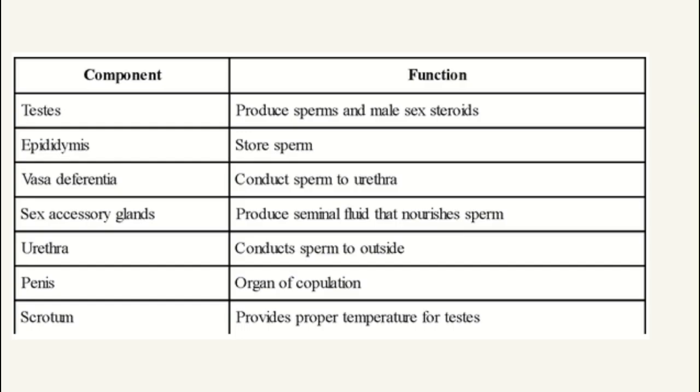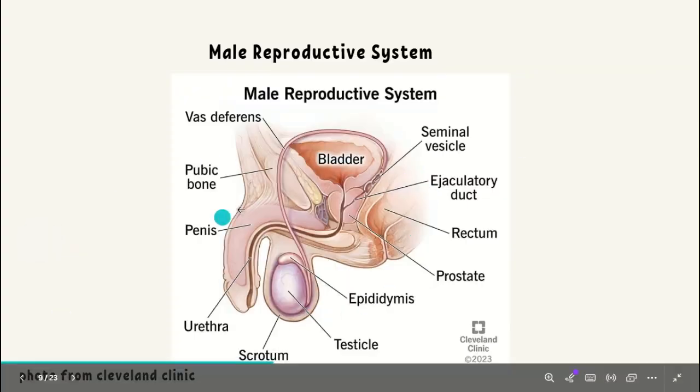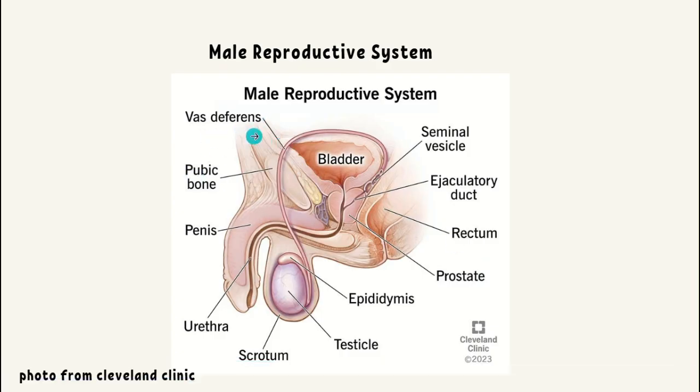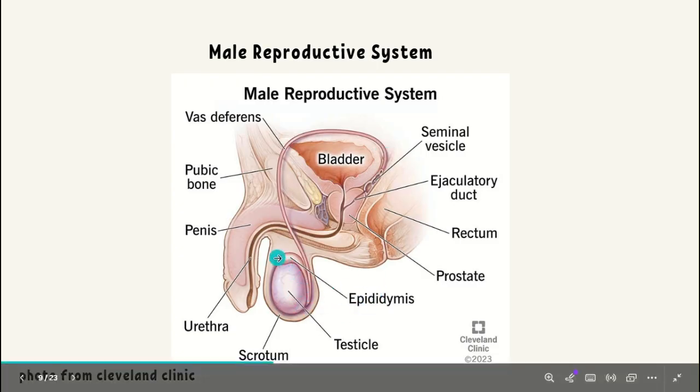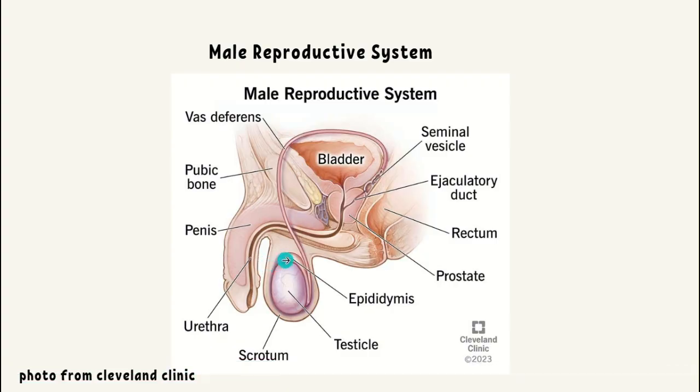Now, if we go back to the diagram, I would just look at it more in depth. So the vas deferens, we always pronounce it wrong, but the vas deferens is a muscular tube that carries sperm from the epididymis. This is the epididymis. So what the vas deferens does is carry sperm from the epididymis to the seminal vesicles, right? So look at it. It's carrying the sperm from here to the seminal vesicles, right?